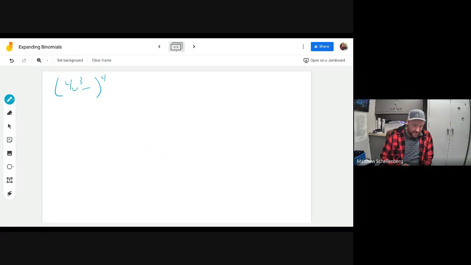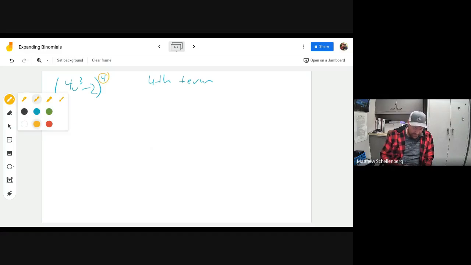Let's make this a 2. Give it at least something. And they want to know the 4th term. Should I do Pascal's triangle? Well, on one end, you could just do what we just did, which means that you could just say, oh, hey, this is the 4th power.